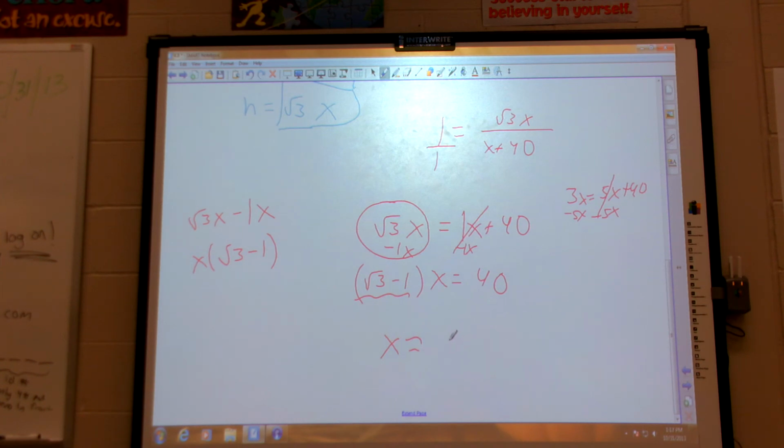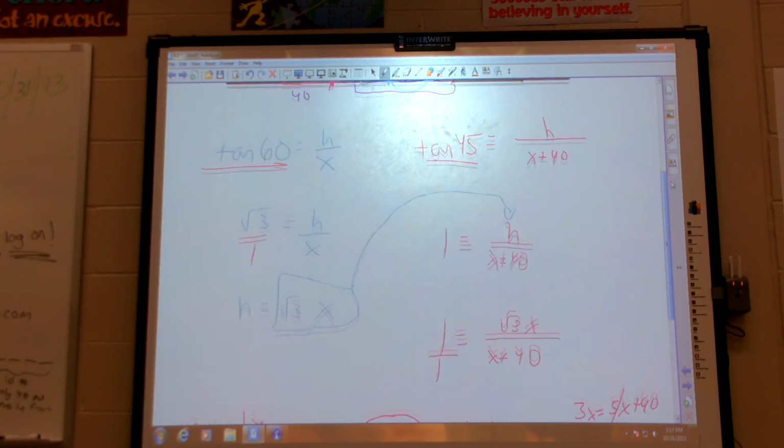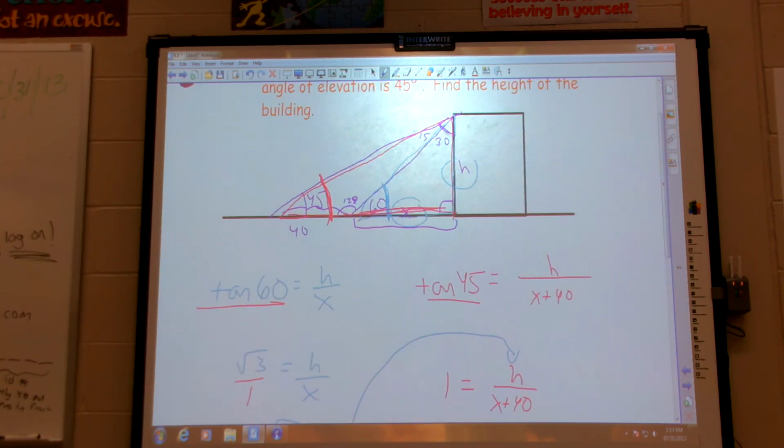Okay, I got 54.641. Did anyone else get that? But remember when you do a substitution problem, and you find one answer, you have to go plug it back in to find the other, correct? Because they didn't ask me for x, this is all I found.